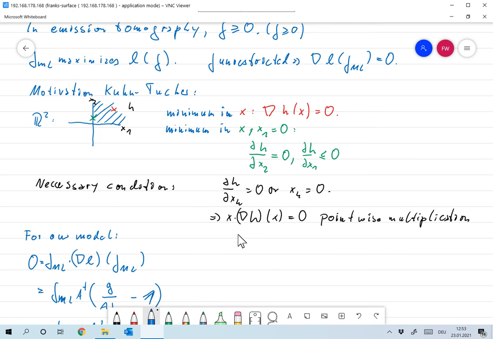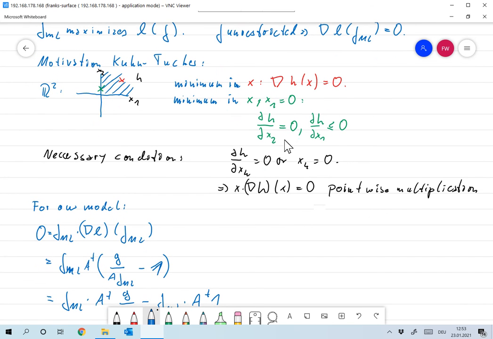Okay, but that means that either xk or the kth component of the gradient of h in the point x is zero. That means that x times gradient h of x is zero, where the multiplication of the two vectors which I have here is just pointwise multiplication, right? And that's zero because either xk is zero or dh over dxk is zero. So that's exactly the same as this one.